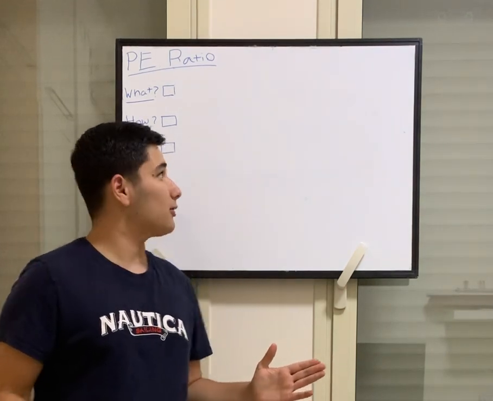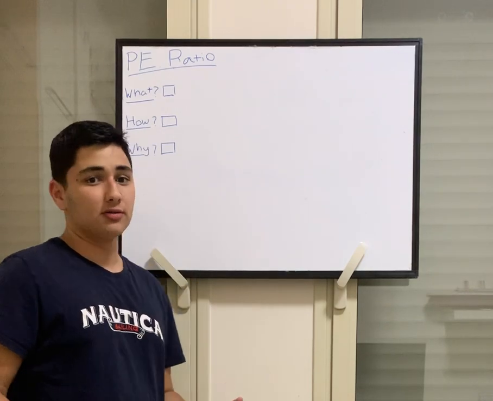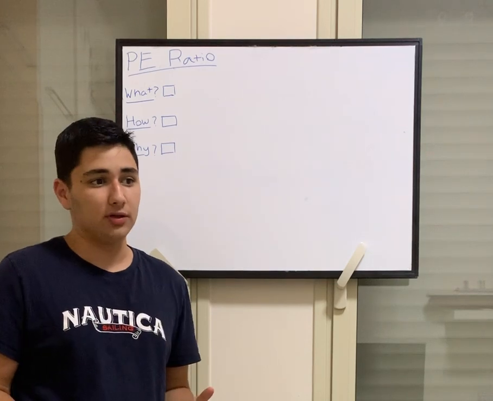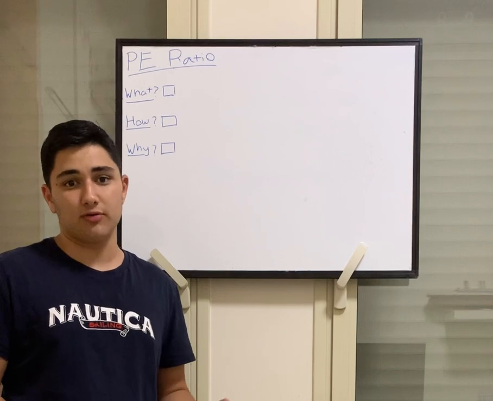First thing we're going to talk about is what. What is a PE ratio and what does it represent? Second of all, we're going to talk about how. How do we calculate a PE ratio? How do we get to it? And how do we visualize it using graphs?